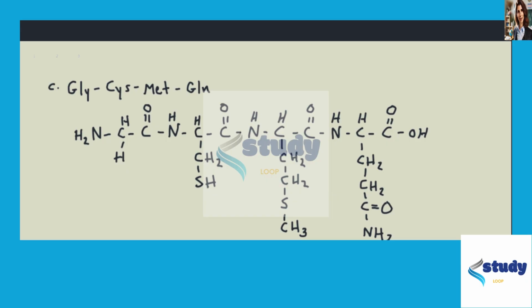So this is our third tetrapeptide. It's the same as the last one, only we have different ends. This was flipped around in the last one. So that's how you draw polypeptides.